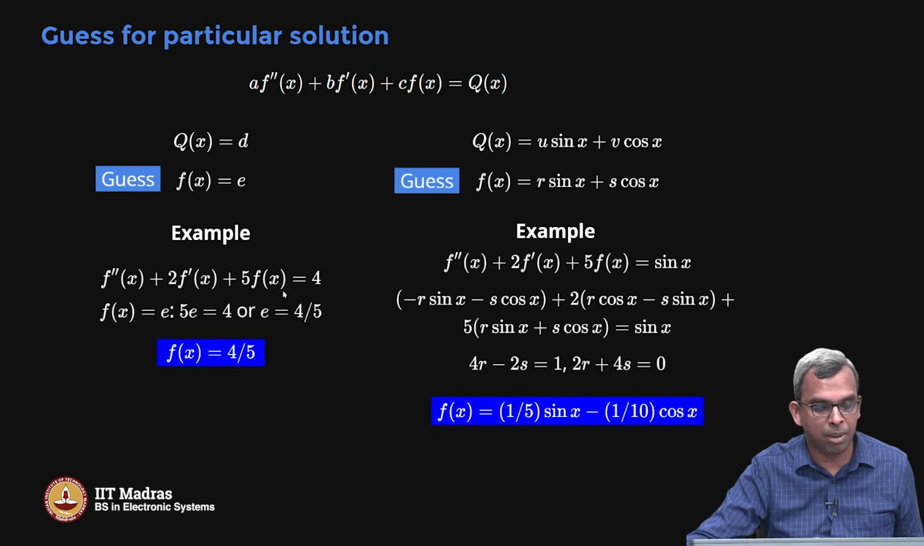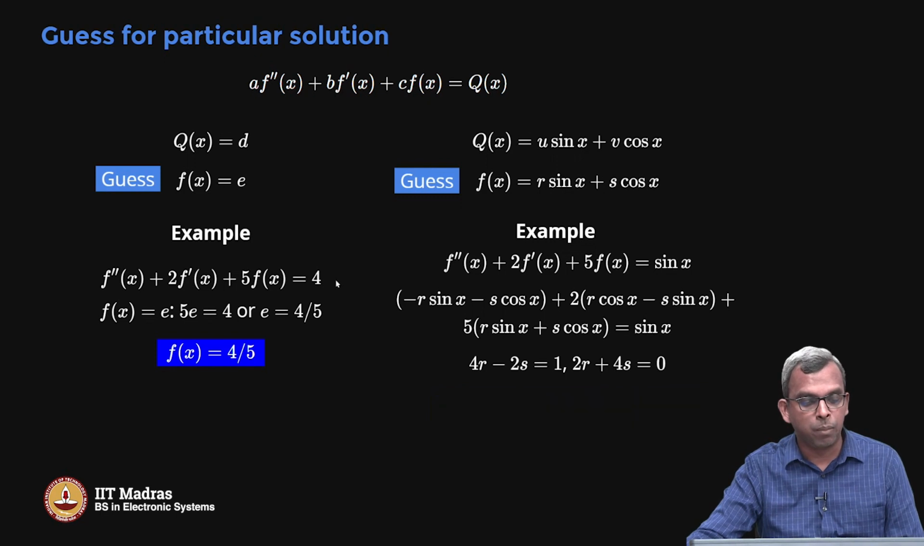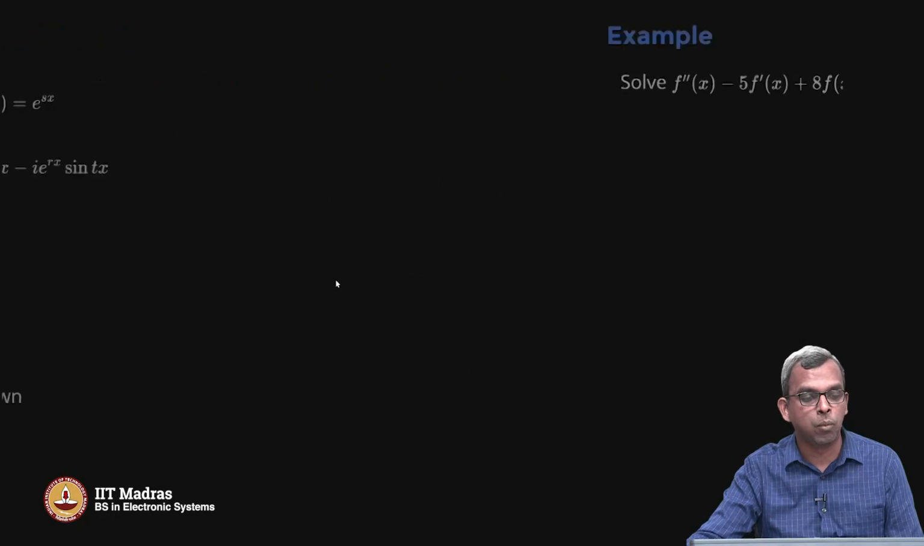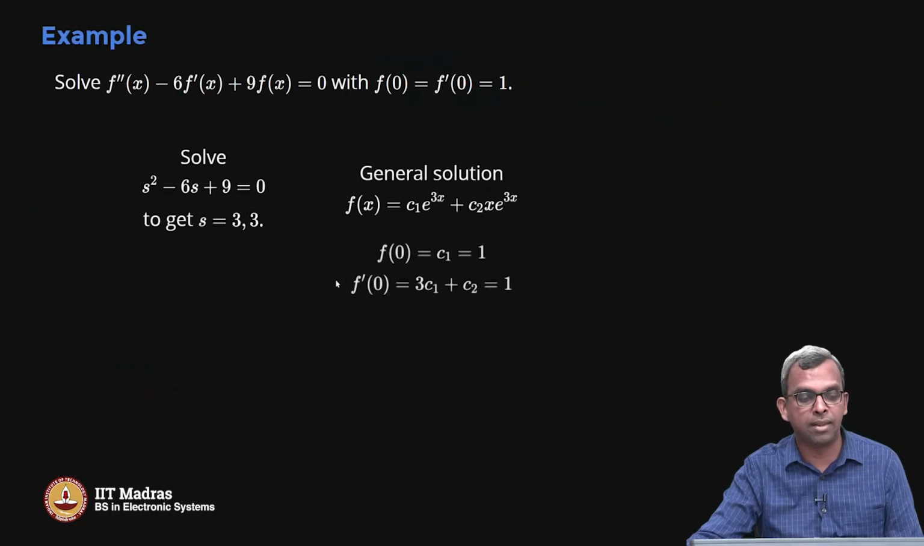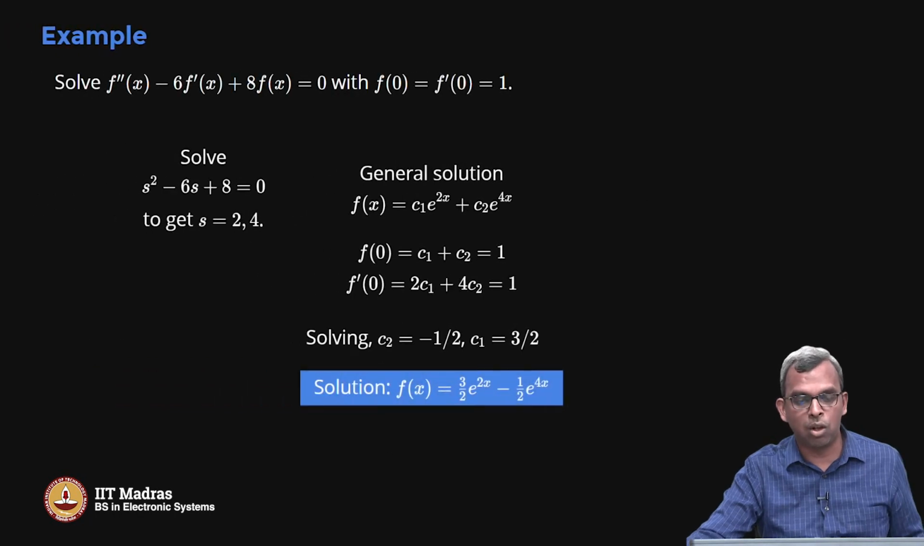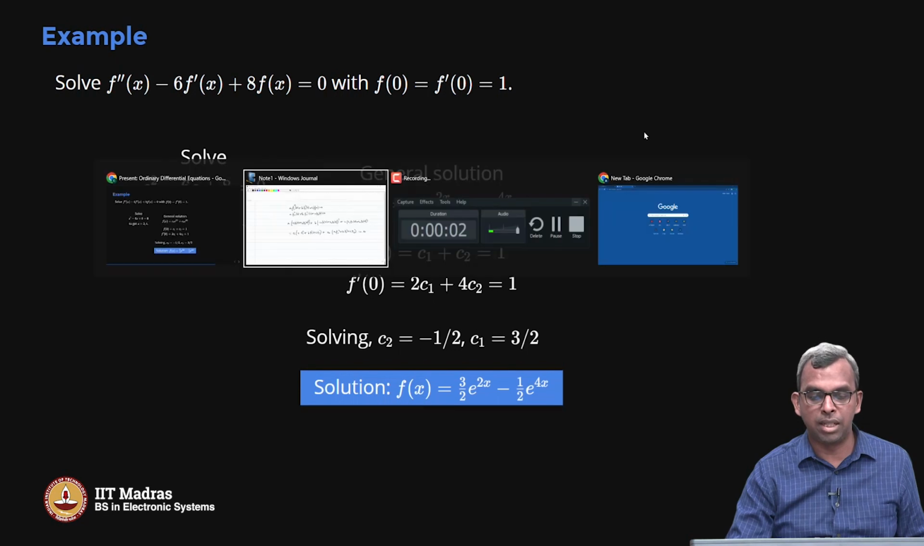Okay, let's take this example here. f double prime of x plus 2f prime of x plus 5f of x equals 4, right? What I'll do, instead of taking this example, I'll go back to my previous examples that I had for the 3 cases and quickly show you, at least in one case, how that solution works out. Okay, so we were able to solve the homogeneous case. Let's solve the same equation for the non-homogeneous case.